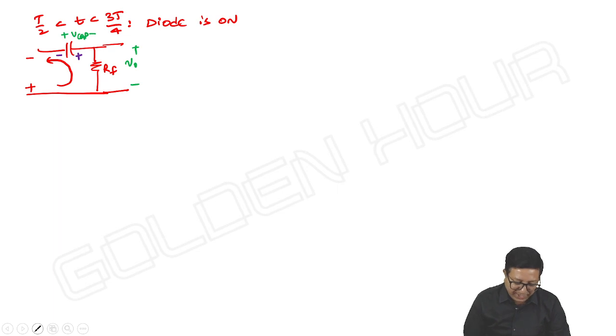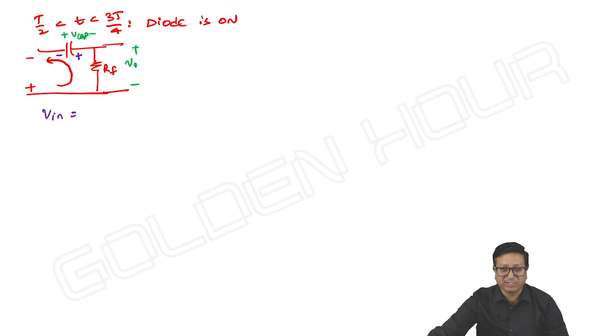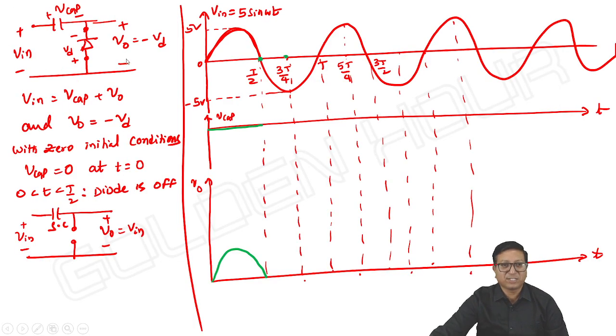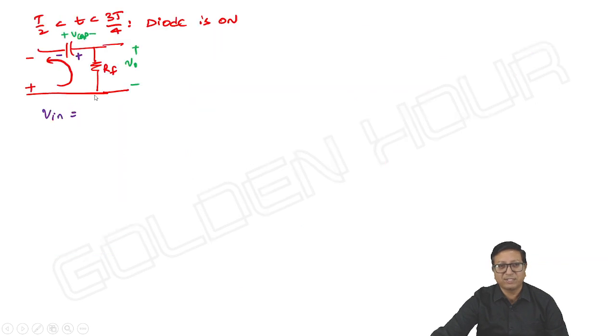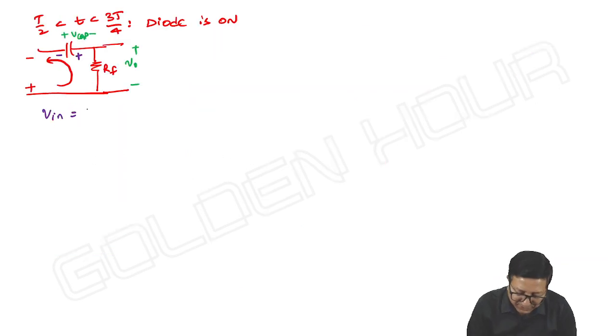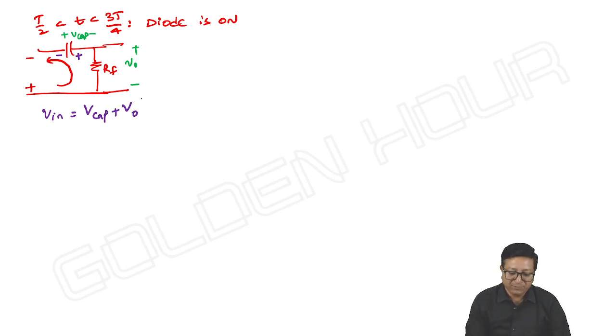But if you take KVL, KCL, etc., as usual, don't look at the polarities and take the equation V input is equal to V capacitor plus V output. That is the universal statement here. So as far as the circuit is concerned, we know V input is always equal to V capacitor plus V output. And when does the diode conduct and how the capacitor charges, this is the idea. And the capacitor will rapidly charge towards input with a time constant RF into C.